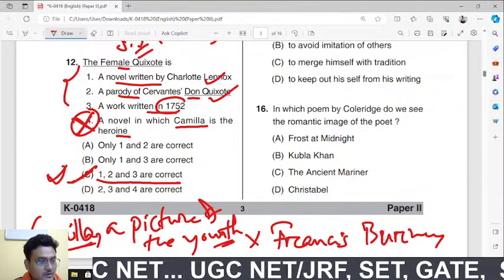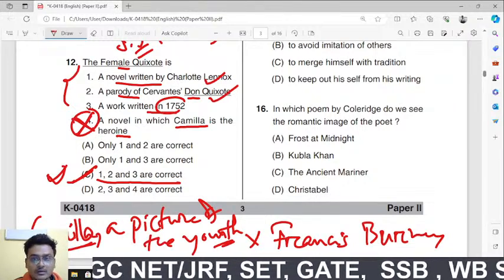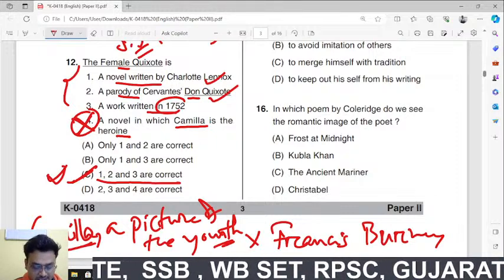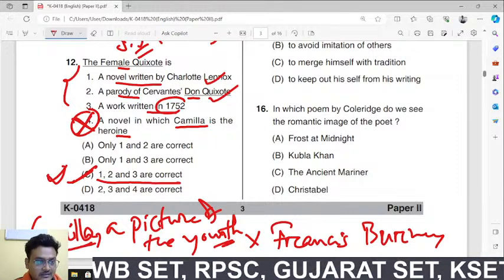Hi Babu. Okay, so we are discussing the PYQs of the Karnataka set. You can answer here.